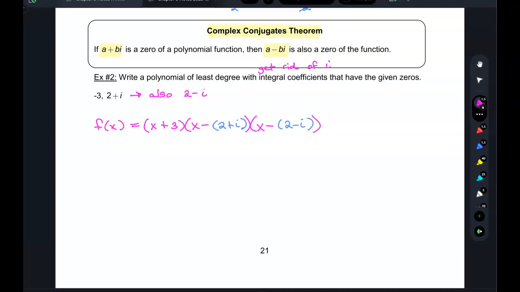I'm purposely using different colors so you can see. This is the root, this is the root, it's x minus each of these. Wait, so why did you make it 3? So this is going to be x minus... Okay, don't worry about x plus 3, that's the easiest part. The hardest part is this.